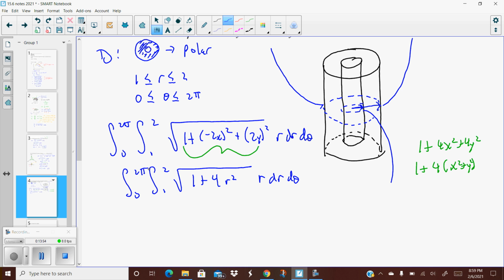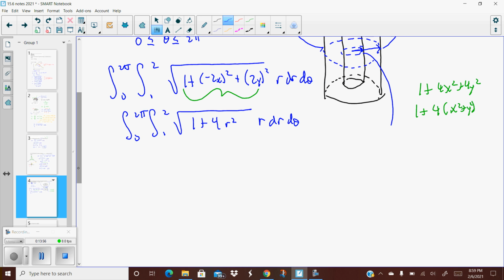All right, so now we're ready to do this. It looks like we're going to have to use u substitution. So u is going to be the interior, 1 plus 4r squared. du would be 8r dr, so dr is going to be du over 8r. Now we're going to have the integral from 0 to 2 pi. We can change the bounds if we want to. That's probably the easiest thing to do.